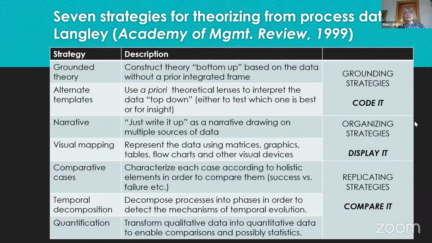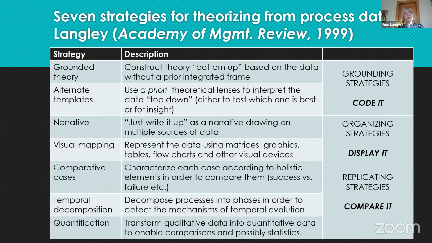Okay, so this is a list of the items that I included in the 1999 paper, which I called Strategies for Theorizing from Process Data. And there were seven of them. You can look at them and sort of group them into three areas. The first two that you see there, I call grounding strategies. And they were actually about coding.